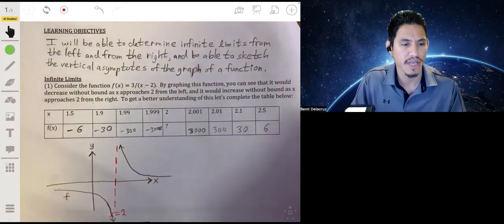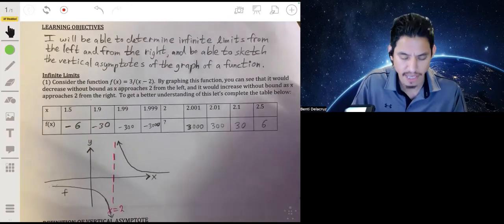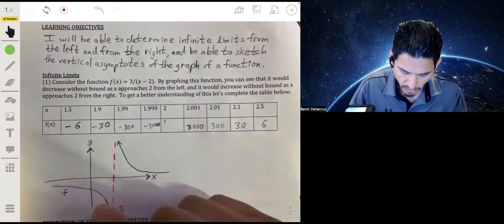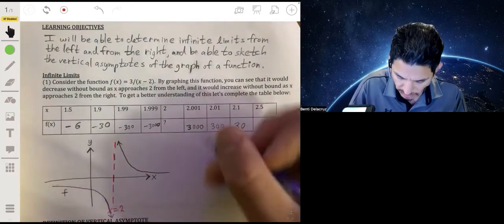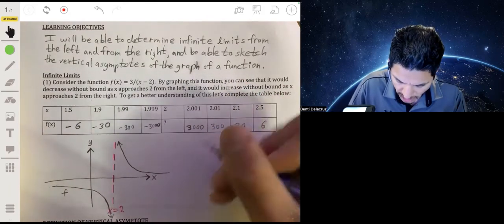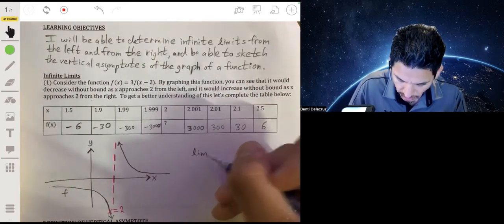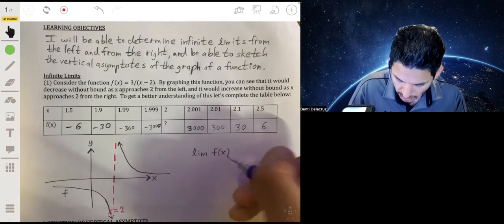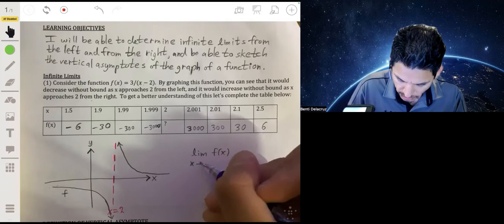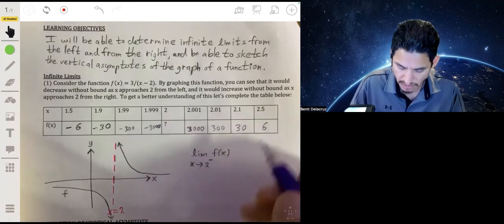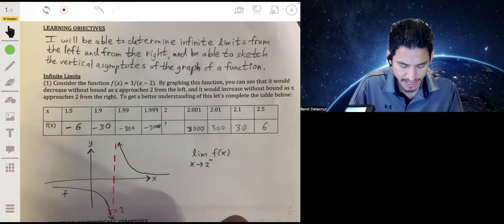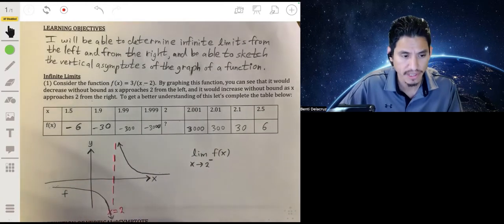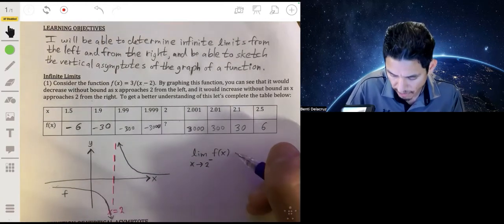So what we say is that the limit of f of x as x approaches 2 from the negative side is going to be negative infinity, because it's going downward, and we call that behavior negative infinity.